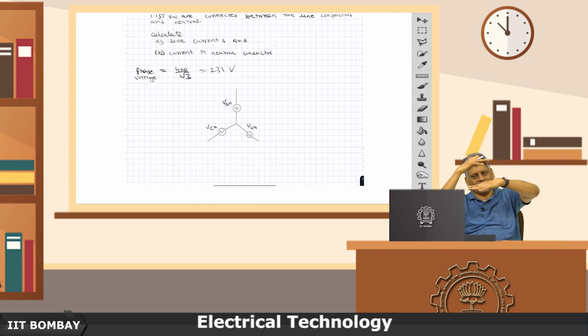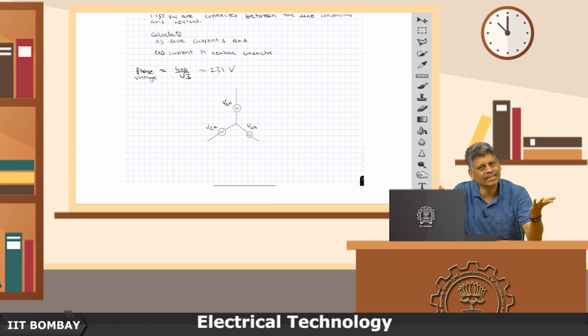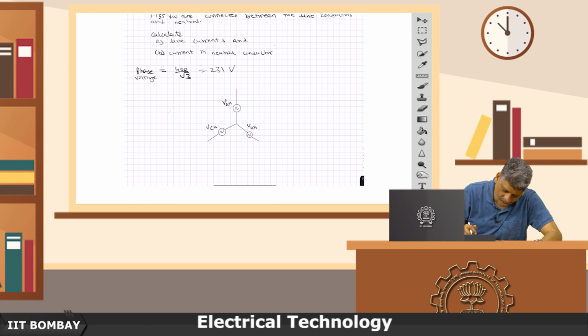It should not make any difference how I draw it on the paper, because they are just supplies. I am just showing sinusoidal boxes and writing VA to N, VB to N and VC to N into it. But if I draw it balanced like that, then the communication is improved. That is why I am drawing it in this particular way.